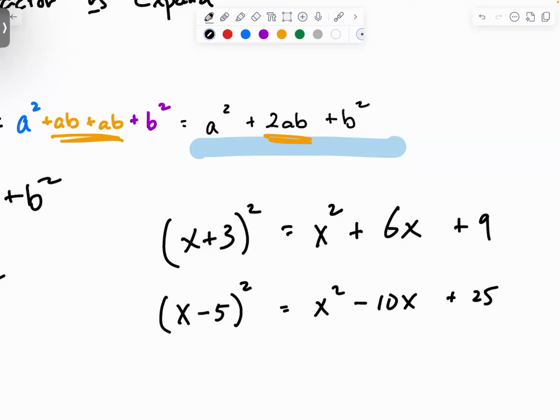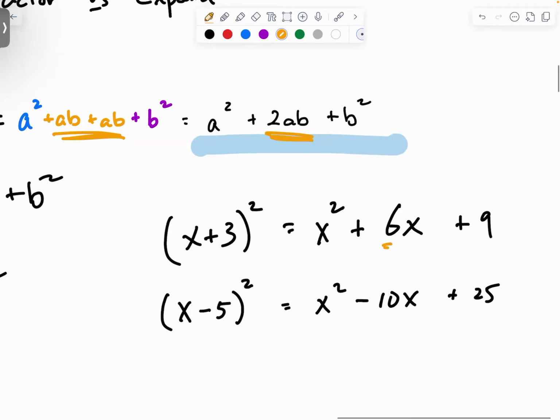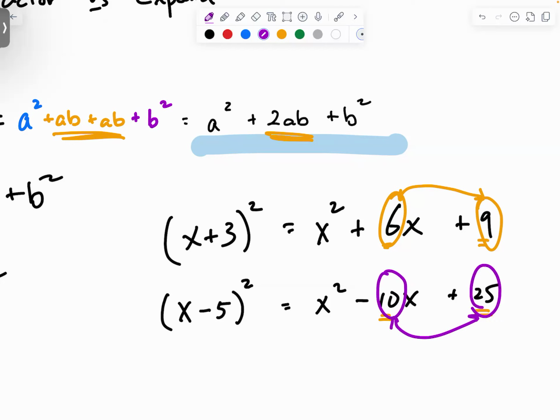Now, these are not just two random examples. I want to use these two examples to show you one connection. When you look at these numbers, what you realize is that I can see something right here. They're related to 3. How so? 6 is 2 times 3, and this is 3 squared. What about these two numbers? They're related to 5. This is 2 times 5, and this is 5 squared. That's how you know, ooh, it's one of those special cases.